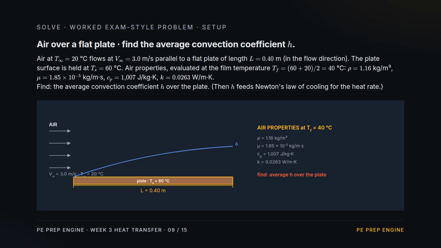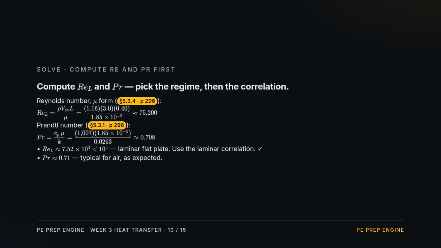Worked problem: air at 20 Celsius flows at 3 meters per second over a flat plate 0.4 meters long. Surface held at 60 Celsius. Air properties are given, evaluated at the film temperature, the average of 60 and 20, 40 Celsius. Find the average convection coefficient H over the plate. Once we have H, it feeds Newton's law of cooling for the heat rate. Compute Reynolds and Prandtl first. They set the regime and the correlation.